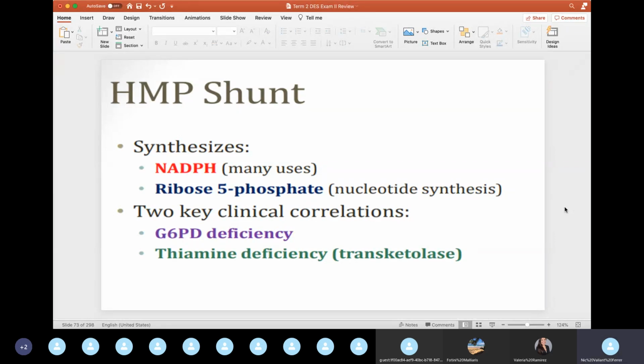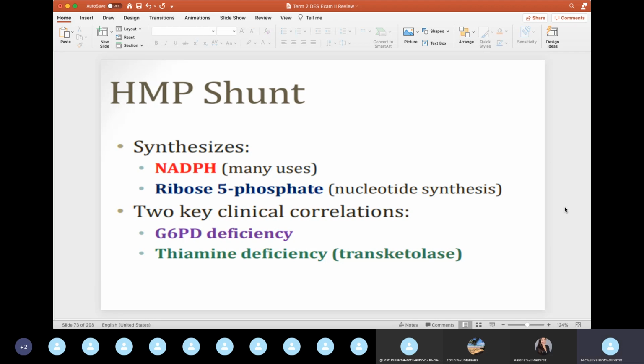Can you give me a drug that inhibits conversion of IMP to GMP? Your mycophenolic acid, don't forget that one, which inhibits IMP dehydrogenase. And of course, if you have Hep C, ribavirin.